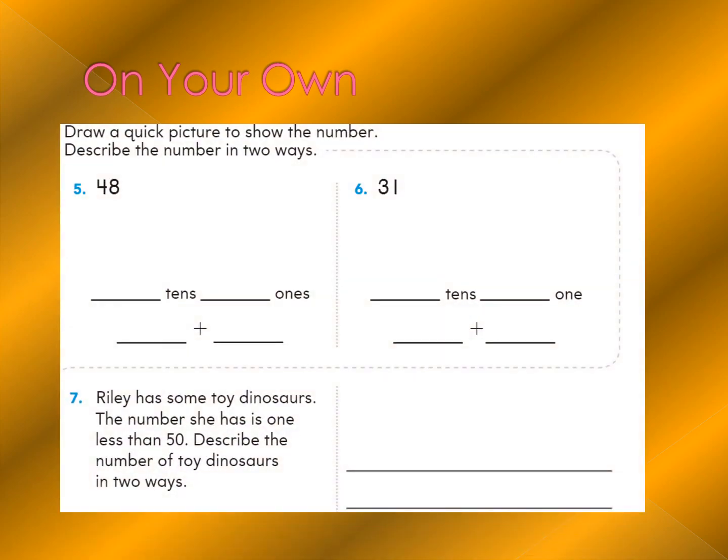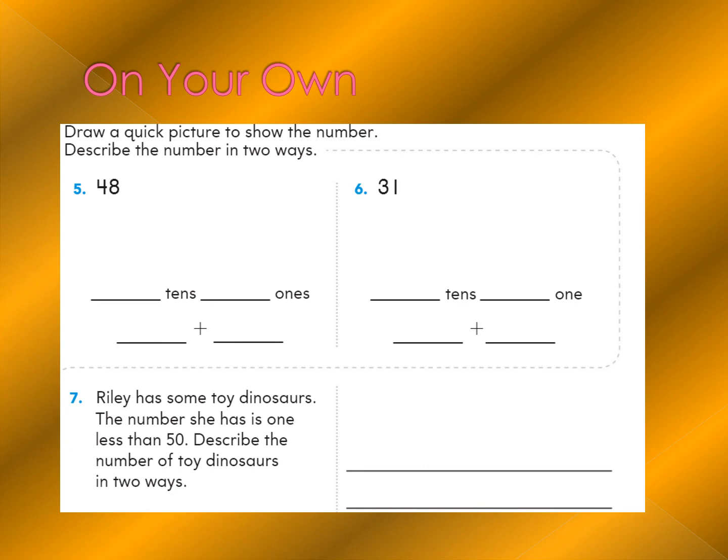Okay, now again in On Your Own you have to draw a quick picture to show the number and describe the number in 2 ways. I'm not going to show you number 5 and number 6. I would like you to do it on your own. I will show you a problem solving sum today, which is number 7. Let's read the question together. Try to read with me.